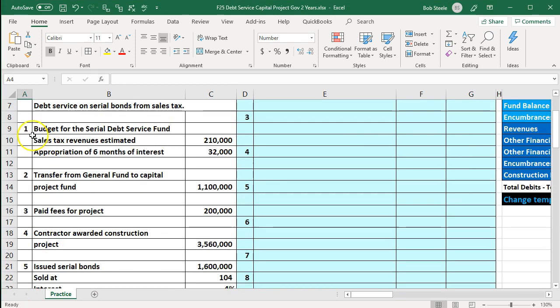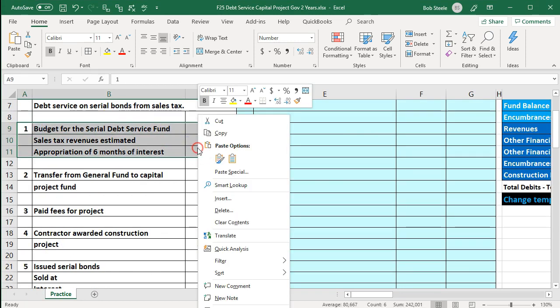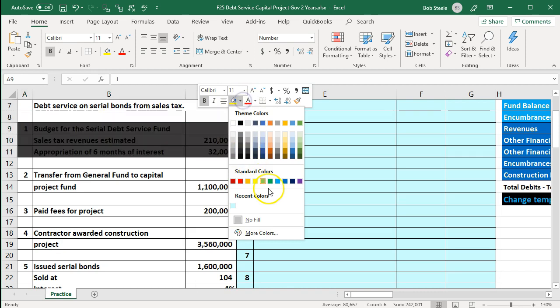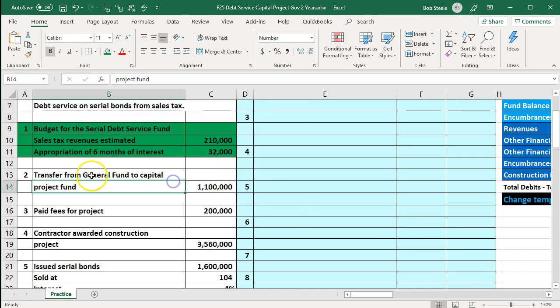And let's highlight these as we go. So we did number 1. Let's make that green as we go because there's going to be kind of a lot of these. So we're going to highlight these as we go so we don't get confused.